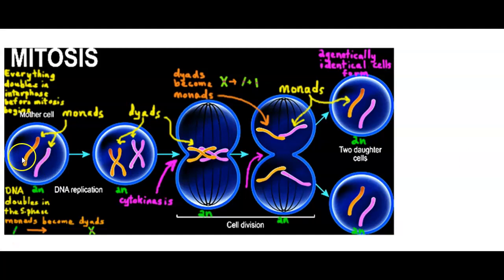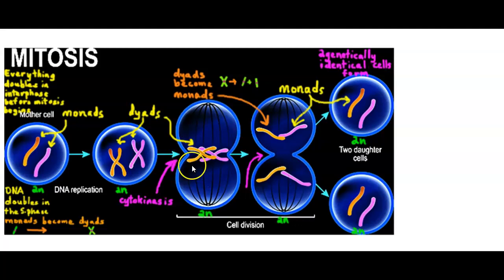Here in interphase, everything's going to double, right? Interphase, everything's doubling. Monads are going to become dyads in the S phase. Here they're dyads. We can actually start to see them. So we are now in mitosis when we actually can see them.